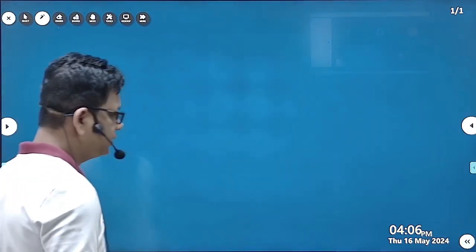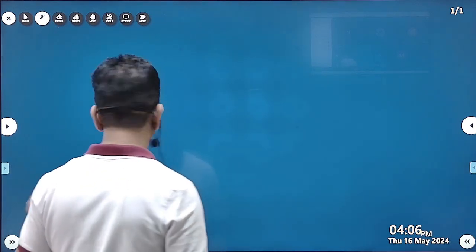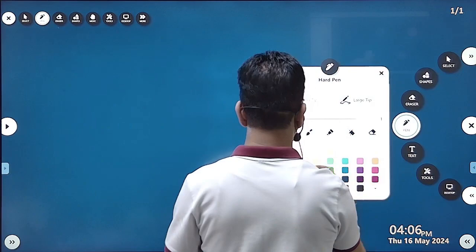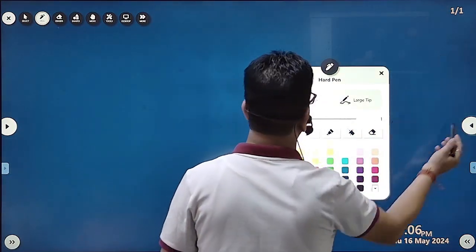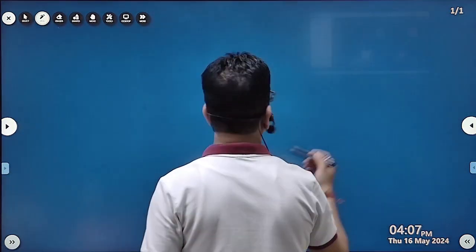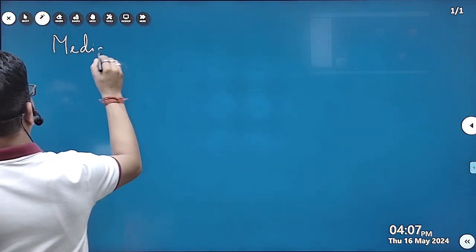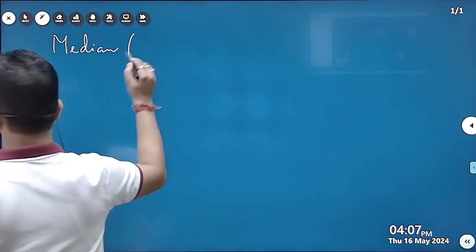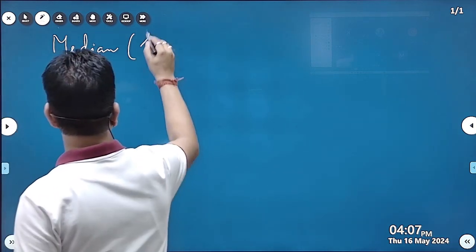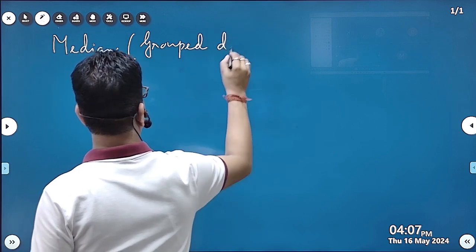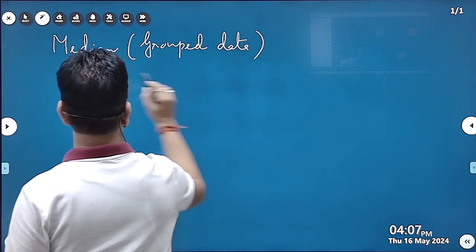So, in yesterday's class, we started mean, median, and mode. Today we have only the median to discuss. Median we discussed partly, but today we have to discuss the median for grouped data only. Ungrouped data we discussed yesterday.